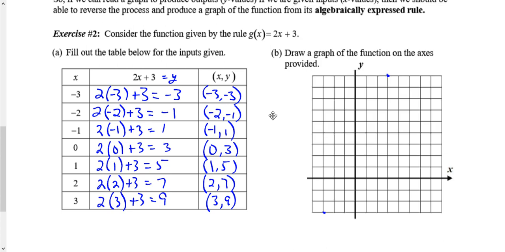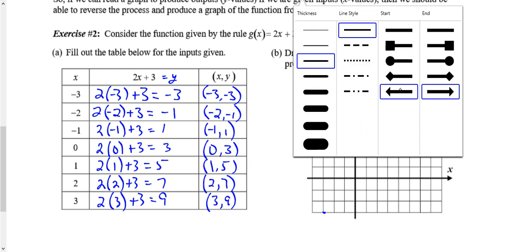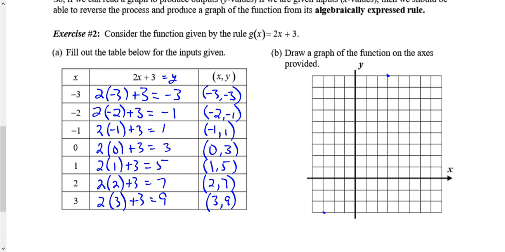And then I'll just kind of connect mine like that. Try that again. Okay, well, yeah. You need arrows. You have to have the arrows on it, right? Because you guys know, unless you're told otherwise, you need to have the arrows on it.